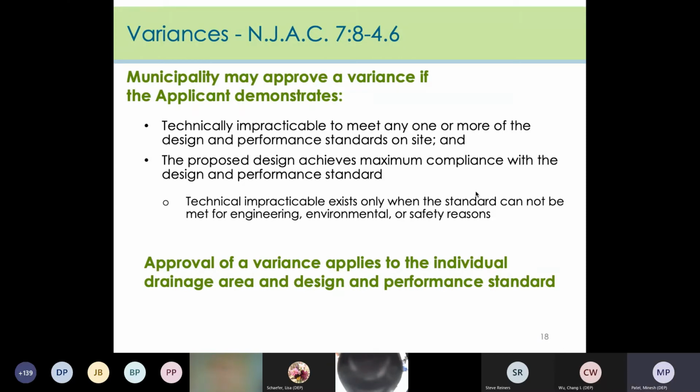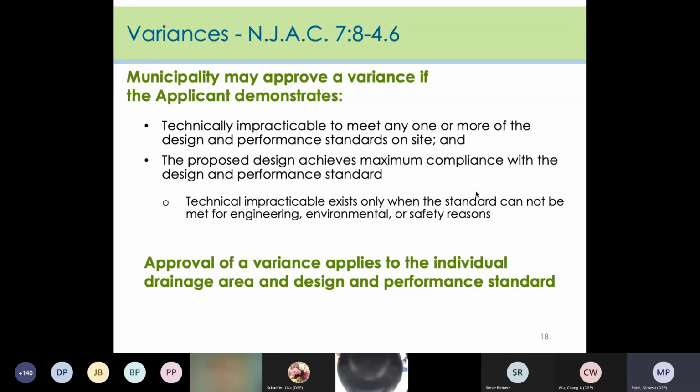With the amended version of the rules, the ability to grant variances requires a bit more effort by the applicant. Now, there must be a demonstration that it is technically impracticable to meet one or more of the design standards. The only allowable variances are for engineering, environmental, or safety reasons, and they have to be spelled out very clearly. Cost cannot really be a factor here.